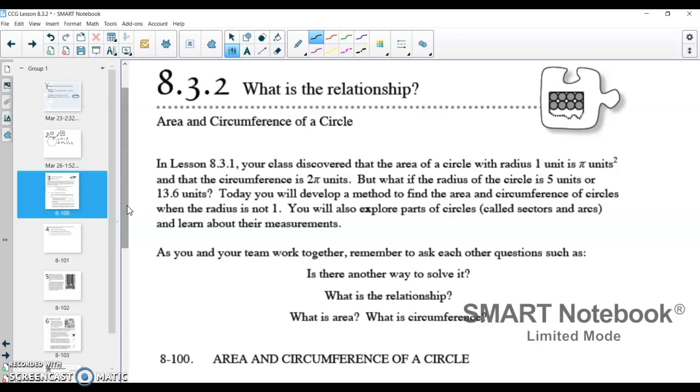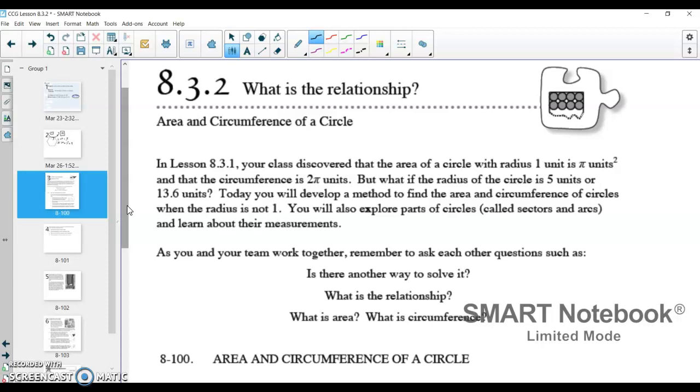Okay. So 8-32, like I said, is all about area and circumference of a circle. So let's start by reading it. In lesson 8-31, you discovered that the area of a circle with radius 1 unit is pi units squared. We saw that as we had an infinite amount of sides, it got closer and closer to pi. That's because the area of a circle with radius 1 was pi units squared. We also saw that the circumference, or the perimeter, as we increased the number of sides, got closer and closer to 6.28, which is really 2 pi units.